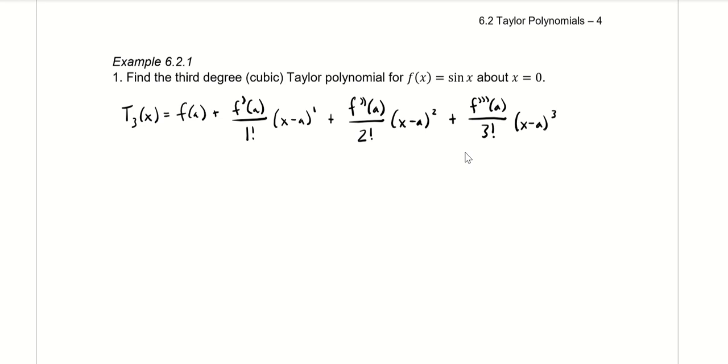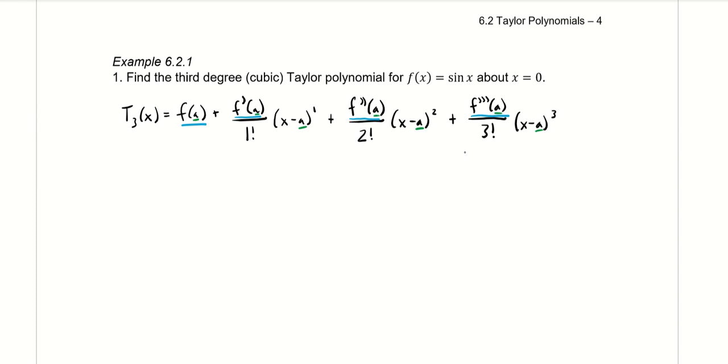So there's that pattern. Now there's a couple things I need here. I need, of course, my a. I see it here, here, here, here, here, here, here. And I need my function and its derivatives at a. So function, first derivative, second derivative, third derivative.